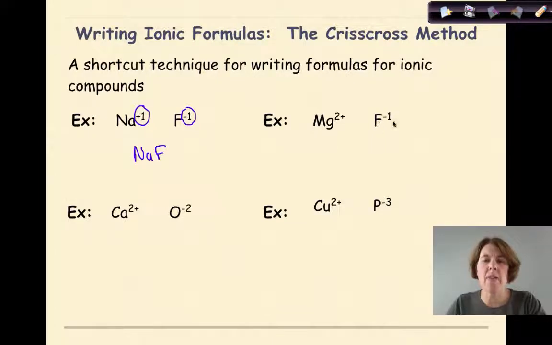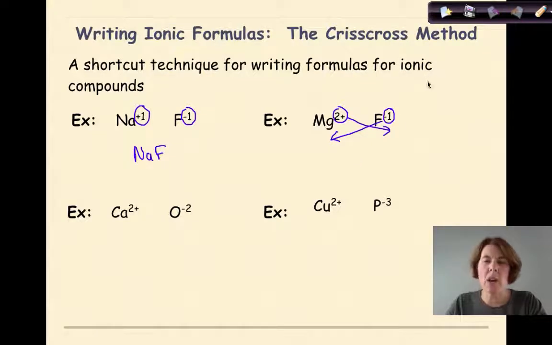Let's look at another example. Mg+2 and F-1. Because the superscripts are different, what we're going to do is basically cross them down. So I'm going to take this +2 and make it a subscript over by the fluorine, and I'm going to take this -1 and put it down by the magnesium.